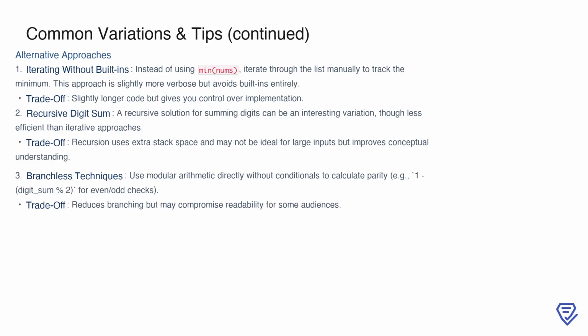Instead of using conditionals, you can directly compute the result using modular arithmetic, such as 1 - digit_sum % 2. This reduces branching in your code, which can be beneficial in certain scenarios, though it might make the solution less readable for some developers. Each of these approaches has trade-offs, so understanding their strengths and limitations can help you decide which one is most appropriate for the context or constraints of the problem at hand.